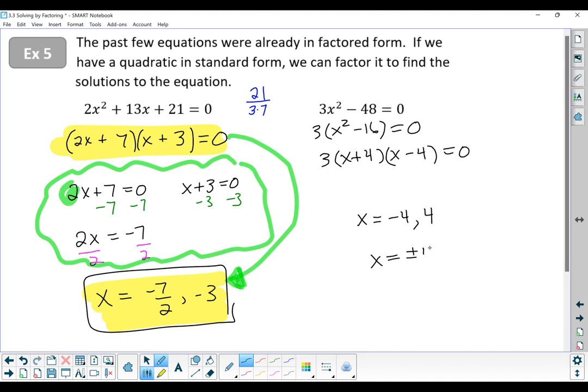You absolutely can write that with a plus or minus symbol if you want. That's just shorthand. So whichever way you like, list it separately or use a shorthand symbol.